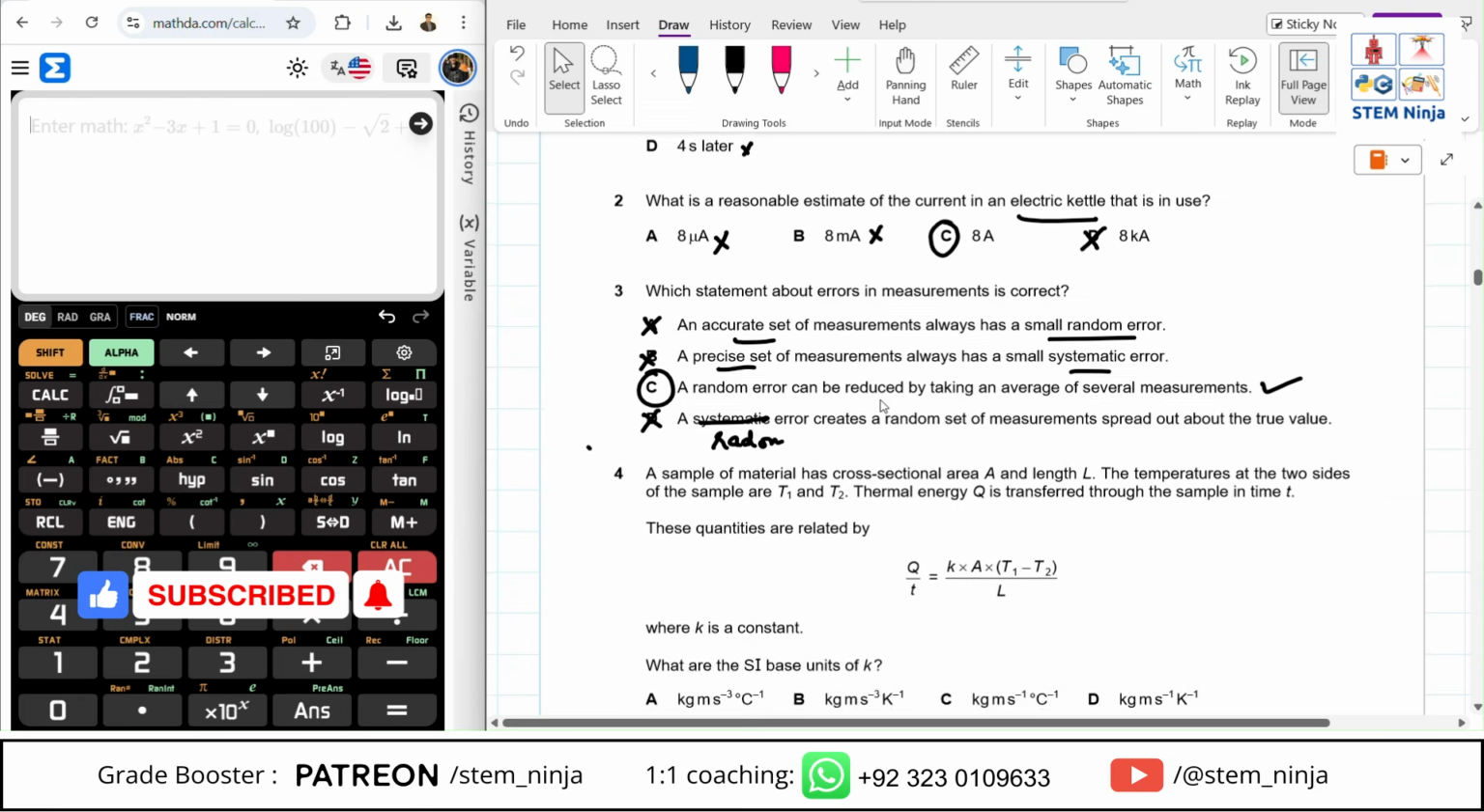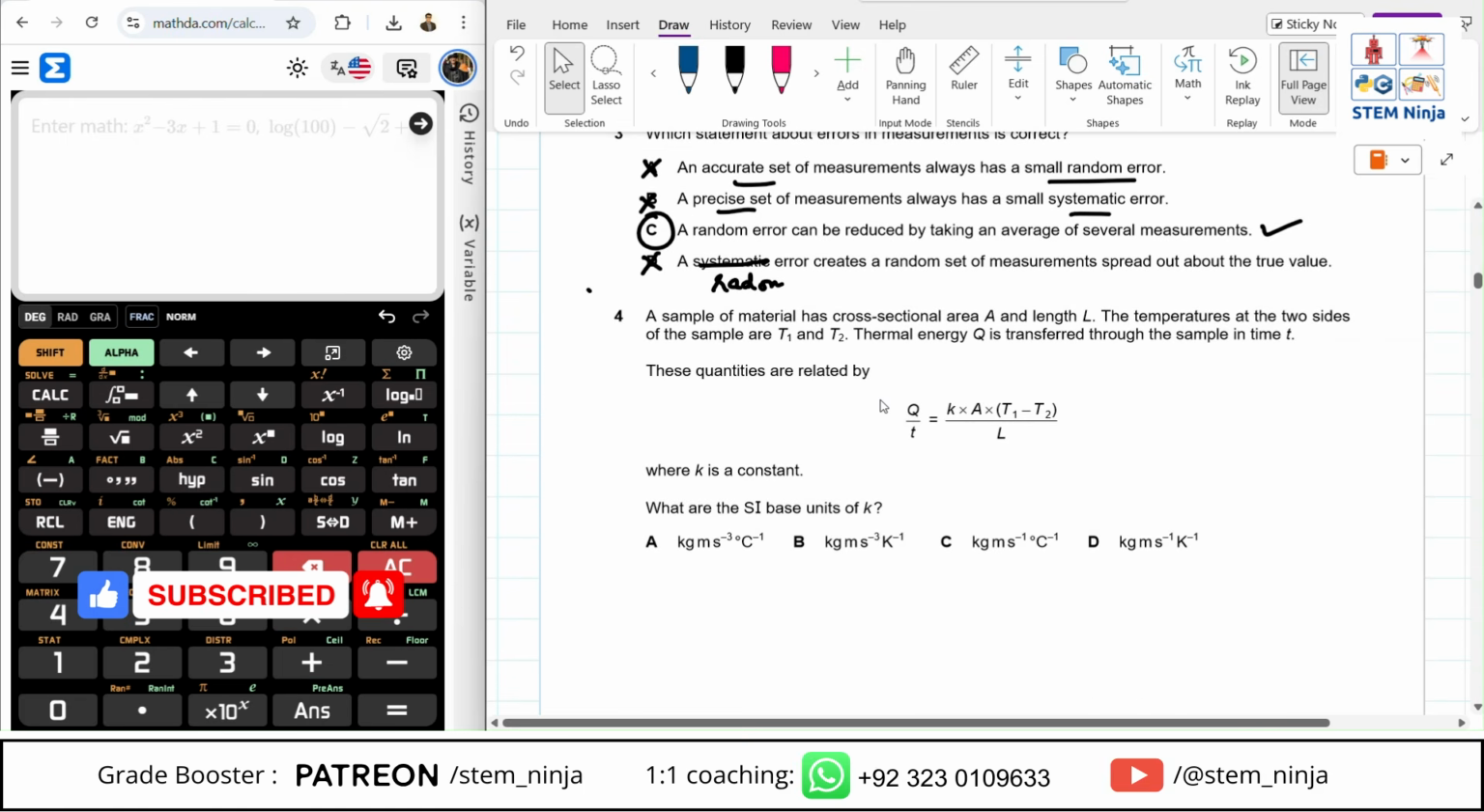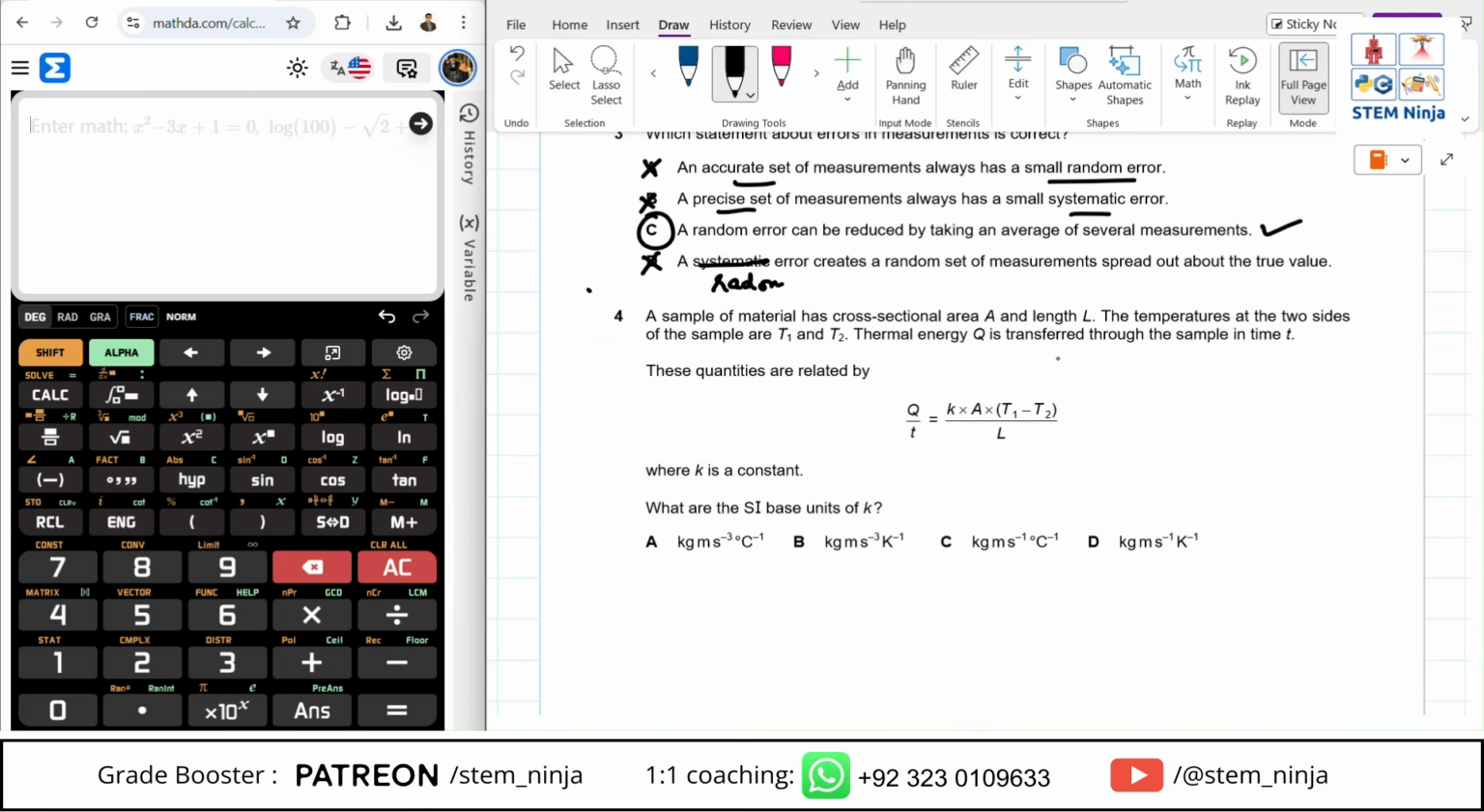Moving on. A sample of material has a cross-sectional area A and length L. The temperatures on the two sides of the sample are T1 and T2. Thermal energy is transferred through the sample in time t. These quantities are related by the equation, where K is a constant. What are the SI base units of K?